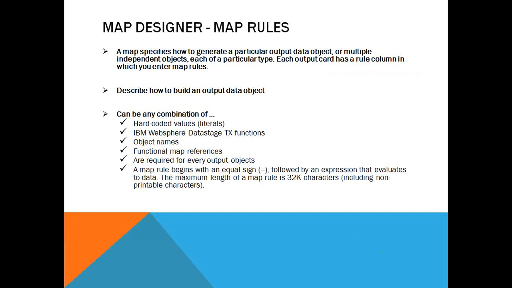Again, we can't use an executable map outside, right? Only a functional map can be referenced. Suppose you want to call another map from your map. You can do that using the run function. Using the run function, you can call one map from another map.